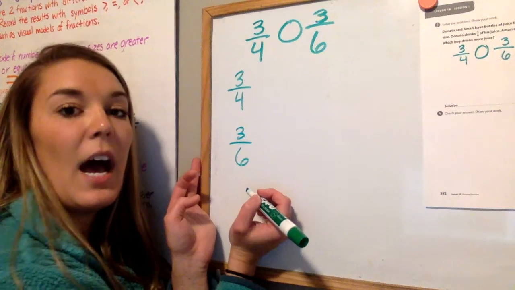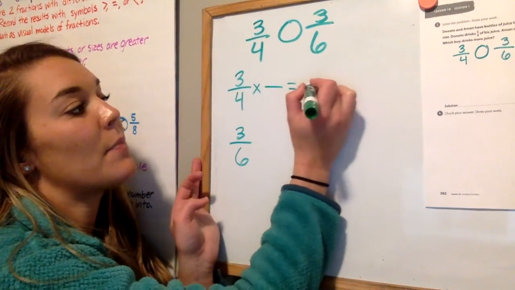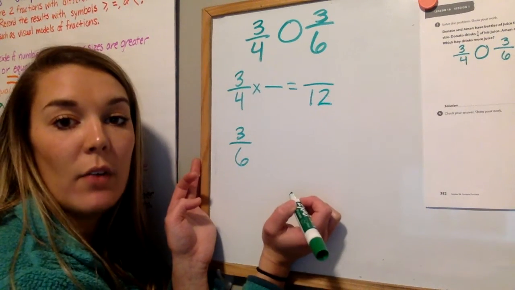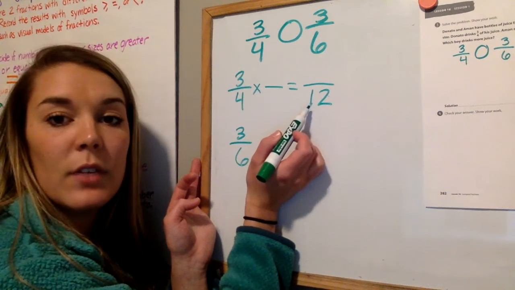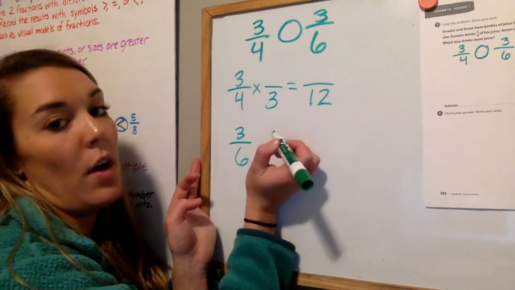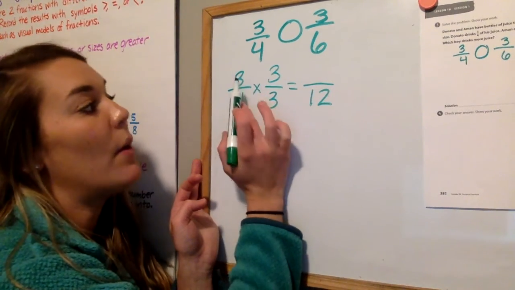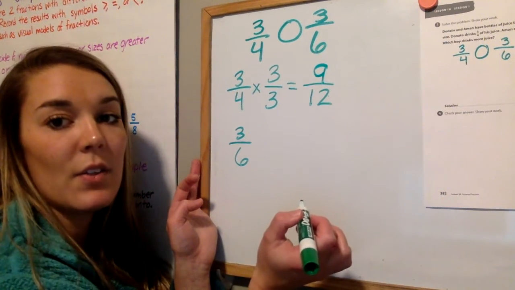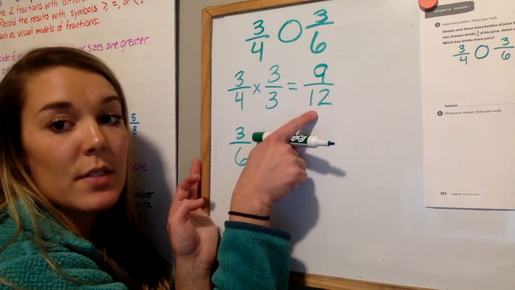So I'm asking myself, 3/4 times what equals something that's going to give me the common denominator of 12. So 4 times what equals 12? 4 times 3 equals 12. Whatever I do to the bottom, I must do to the top. So now 3 times 3 is 9. Okay, so that means that 3/4 is equivalent to 9/12.